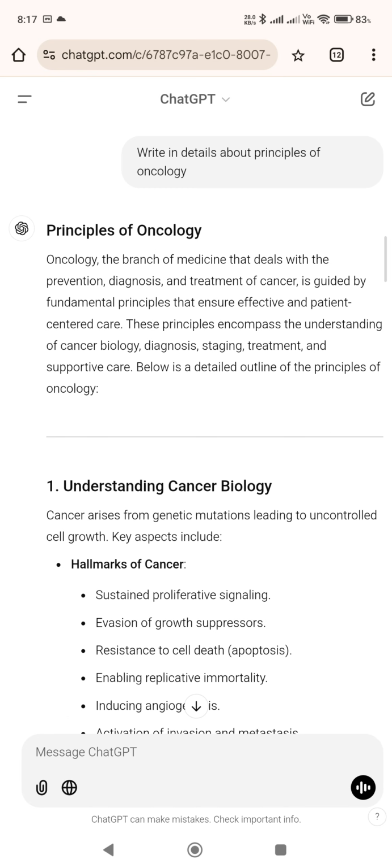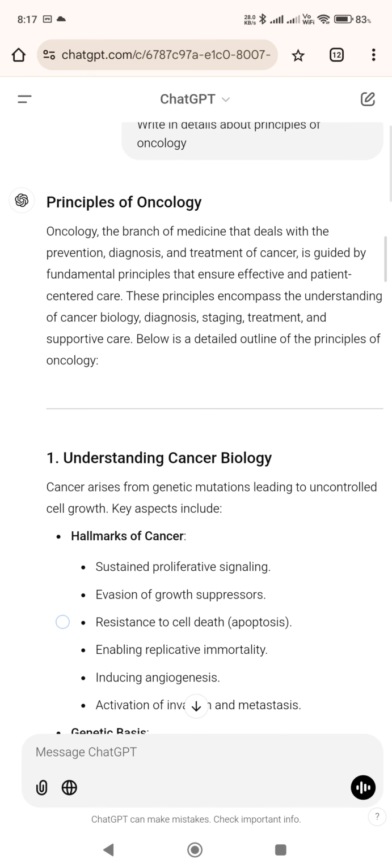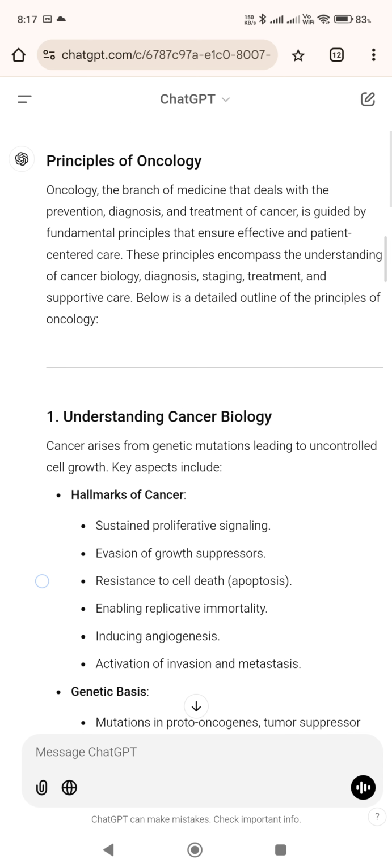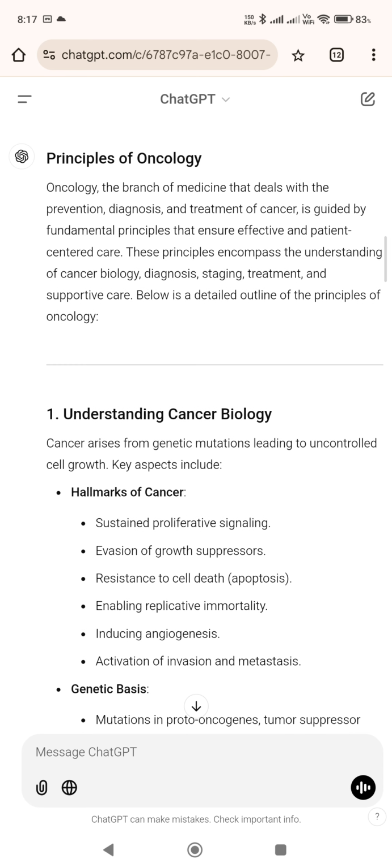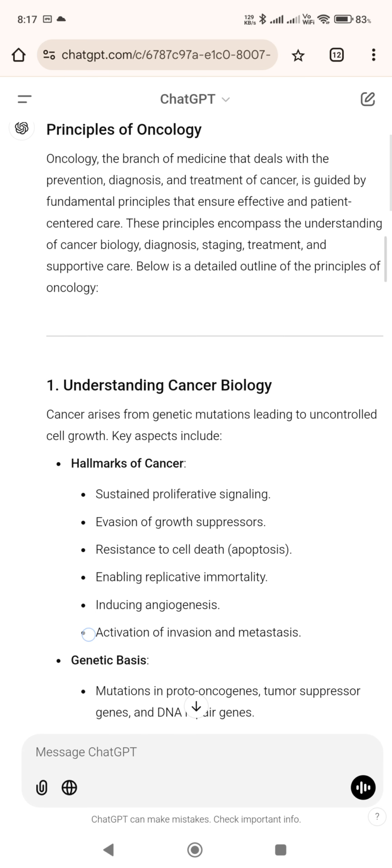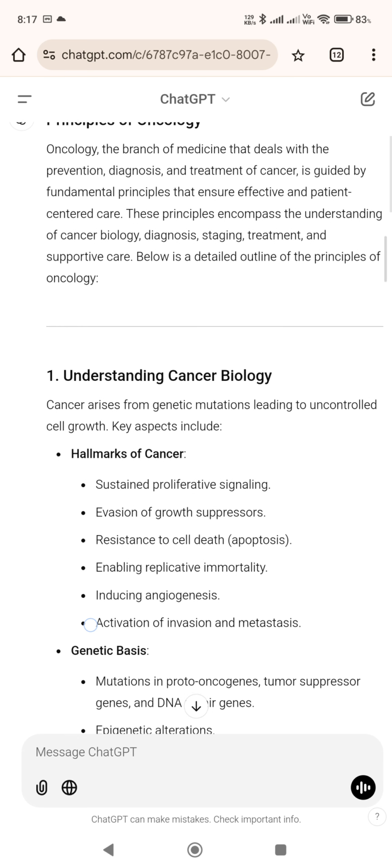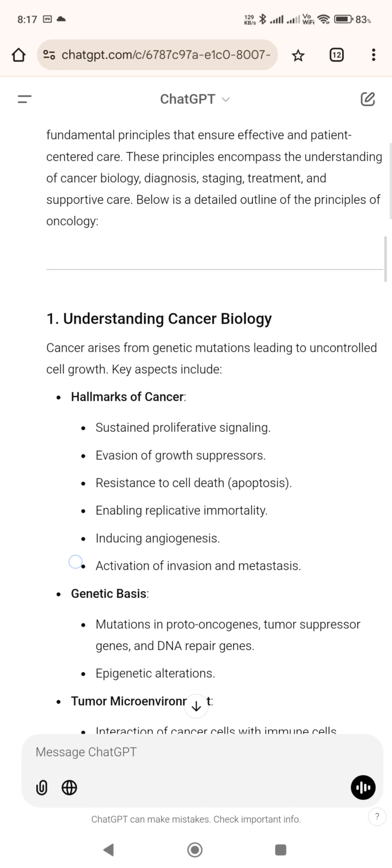Principles of Oncology. Oncology, the branch of medicine that deals with the prevention, diagnosis, and treatment of cancer, is guided by fundamental principles that ensure effective and patient-centered care. These principles encompass the understanding of cancer biology, diagnosis, staging, treatment, and supportive care. Below is a detailed outline of the principles of oncology.